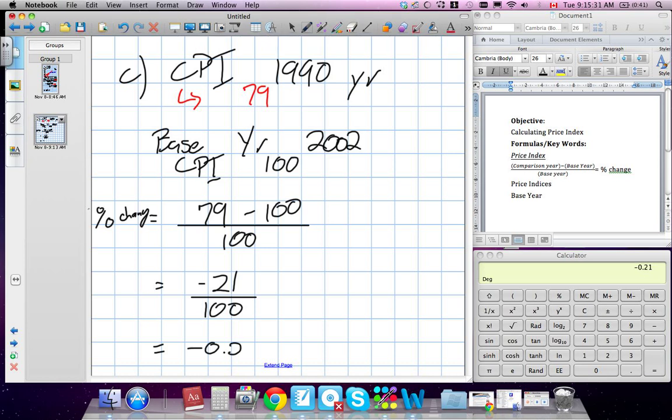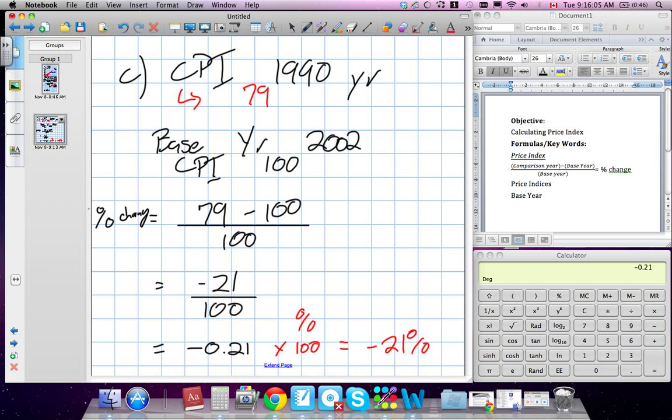If I want to change this into a percentage, what do I have to do? Yes, we need to multiply by 100, which is the complete opposite of what we just did, just because the base index was that year. We multiply by 100 to change this into a percentage, and we end up with negative 21%. So what that means is in the year 1991, things were 21% cheaper than they were in the year 2002. Okay?